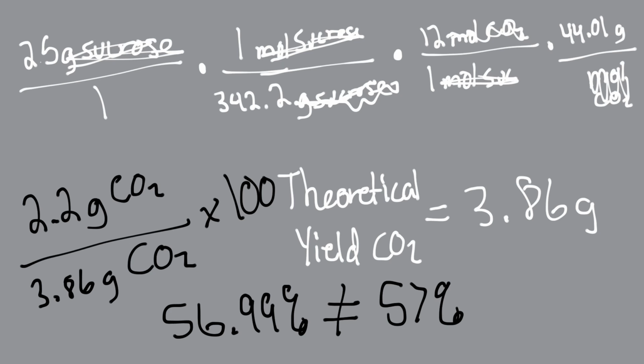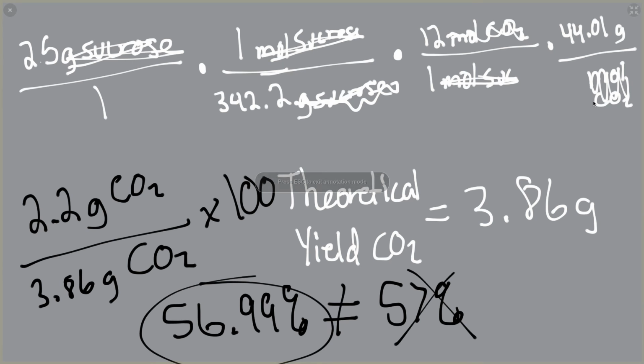This is not equivalent to 57%. So being as precise as possible is important. This is the correct answer. This is not. You were not 57% there. You were 56.99% there. Rounding is good, but not to a whole number. You like to have decimals because decimals are important for chemistry. But that's basically it.